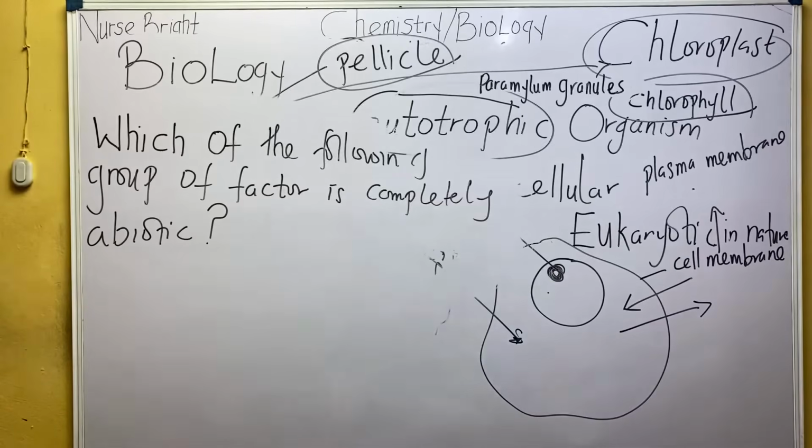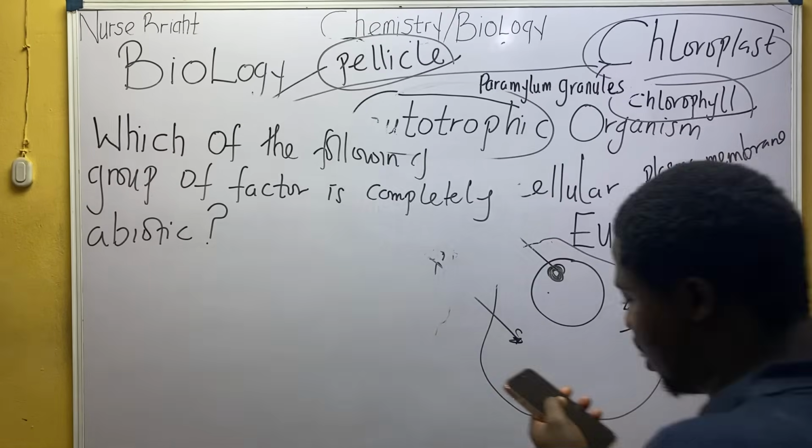Abiotic simply means those factors that do not have life in them. Biotic components of the ecosystem are those that have life in them. So when you see abiotic, it simply means it doesn't have life in it. But they support the biotic components in the ecosystem, so that organisms are able to live and survive. So basically, which of the following group of factors is completely abiotic?